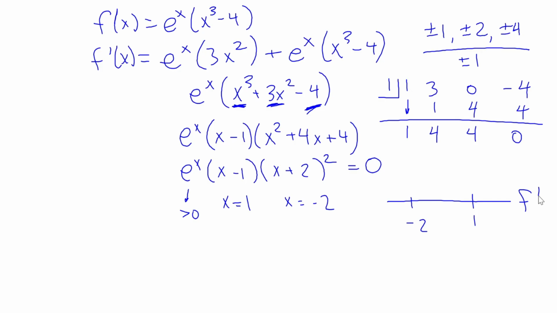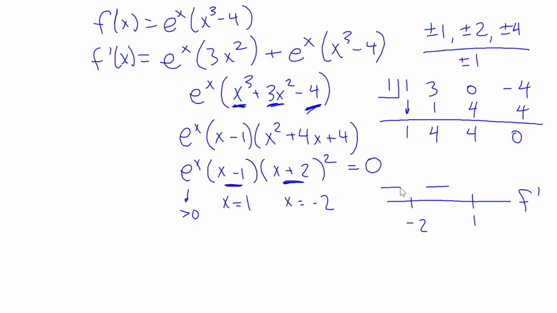So if I pick something between negative 2 and 1, that'd be 0. e to the x is positive, 0 minus 1 is negative, and 0 plus 2 squared is positive. So we end up with a negative on that interval. If we put in something less than negative 2, like negative 1,000,000, e to the x is always positive, but x minus 1 will still be negative, and negative 1,000,000 plus 2 is a big negative, but when you square it, it becomes positive. So we just have a positive times a negative times a positive, which is still negative. And we can see that there is no sign change at negative 2, just like we predicted.